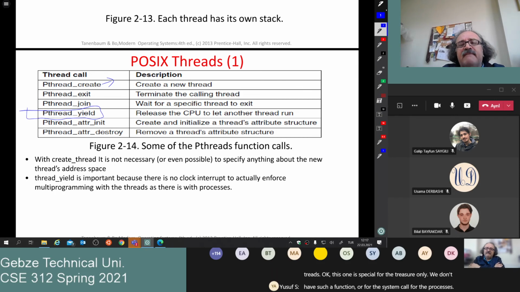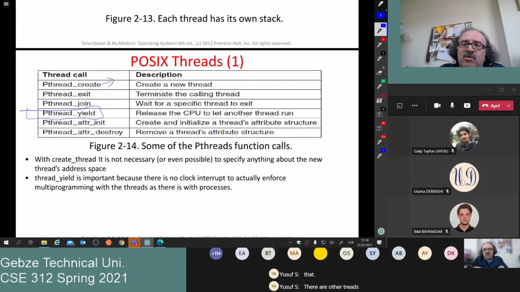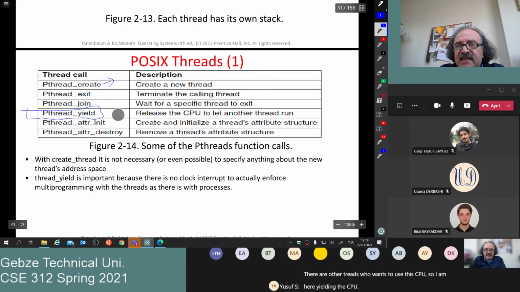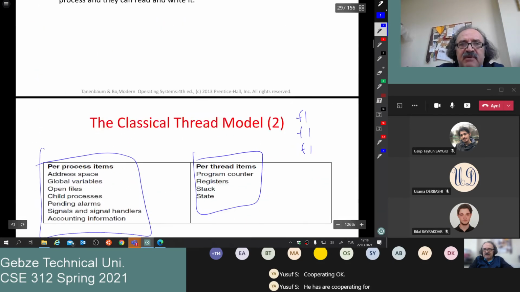You say that I am using the CPU, and if I like, I can continue using the CPU. But I am yielding it. I am letting it go. Why? Because I know that there are other threads who want to use the CPU. So I am yielding the CPU. This is a sign that says that threads are cooperating. Okay? Threads are cooperating.